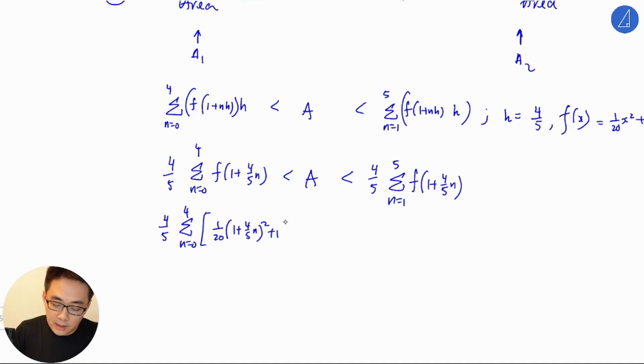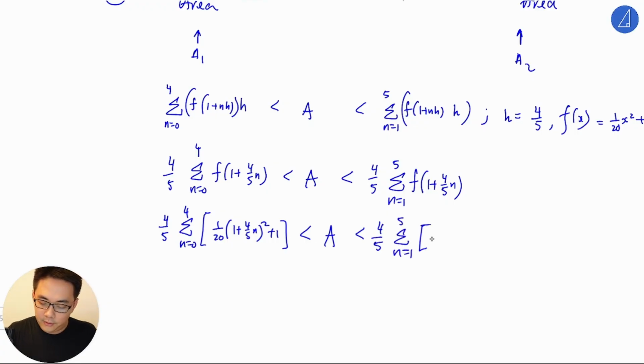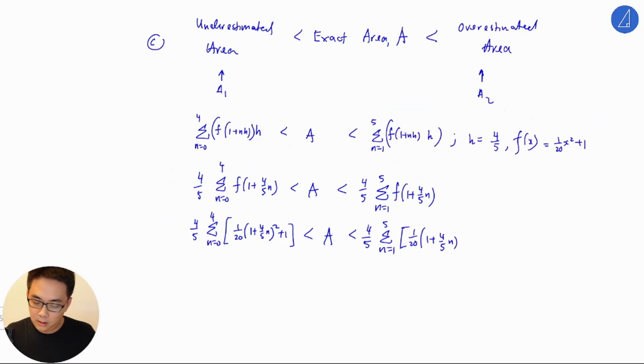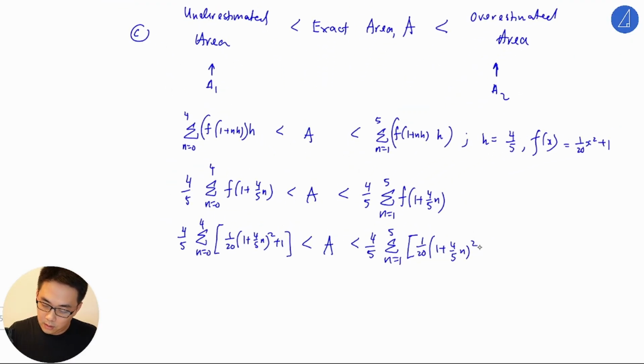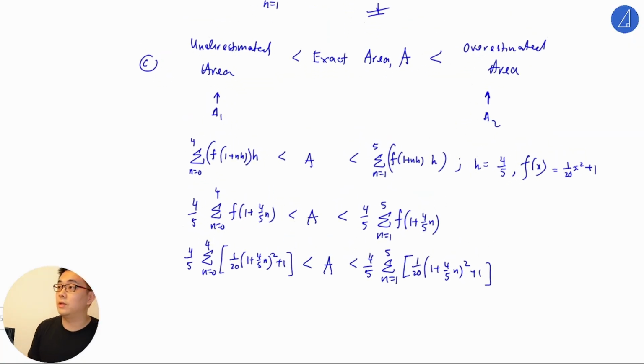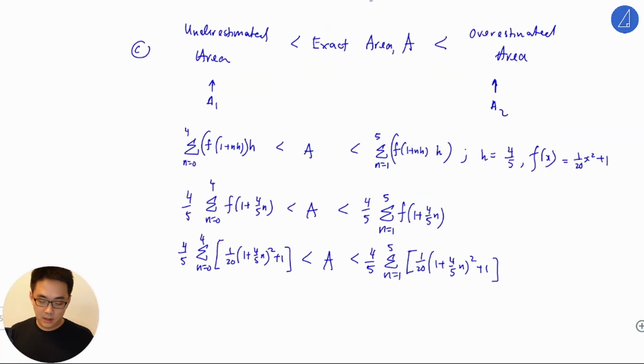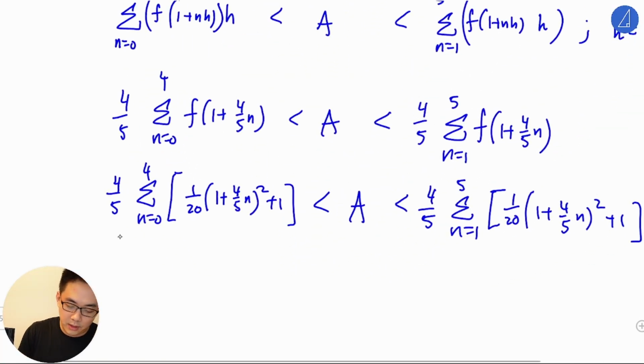As usual, you can skip steps, but I'm trying not to lose y'all. So I'm trying to be a good boy, not to skip steps, so that all of us are on the same page. So this is 1/20 of (1 plus 4 over 5). This is how many marks? 2 marks, is it? Okay. Leave it to the last. So from here, use GC. Just use GC.